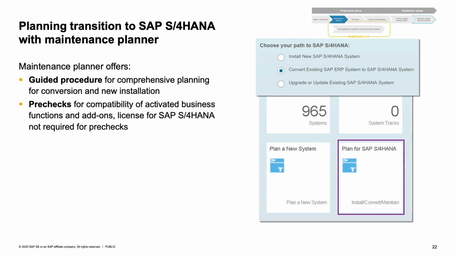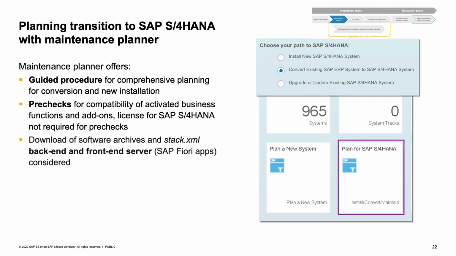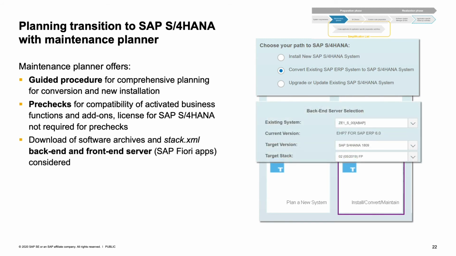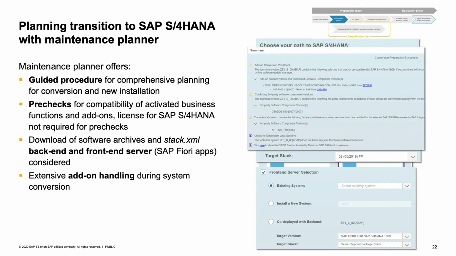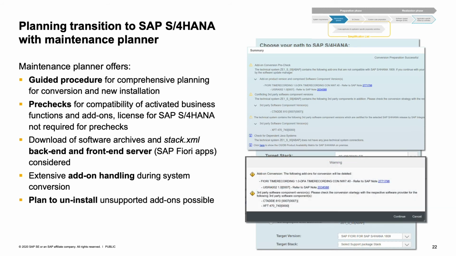Once you have these checks running green, you can start your planning, where you proceed to get the software archives and stack XML. For this phase, you would need the S/4 licenses. Using Maintenance Planner, you may also plan to uninstall unsupported add-ons, and SUM will uninstall them during the actual execution stage. It is recommended to perform pre-checks well in advance. We will take a deeper look at this.